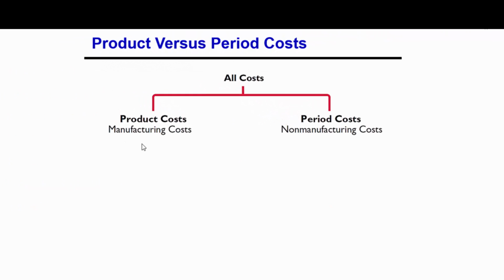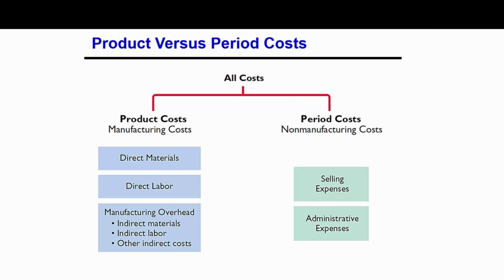So now we know that our manufacturing costs are our product costs, and our non-manufacturing costs are our period costs. Our period costs are going to hit our income statement right away. For example, debit sales commission, credit cash. Debit president's salary, credit cash. Period costs hit the income statement in the period they're incurred. Whereas product costs hang around in inventory until we sell them, and then they hit the income statement.